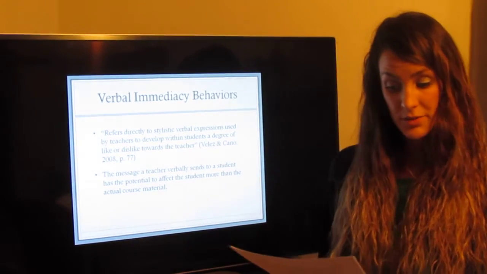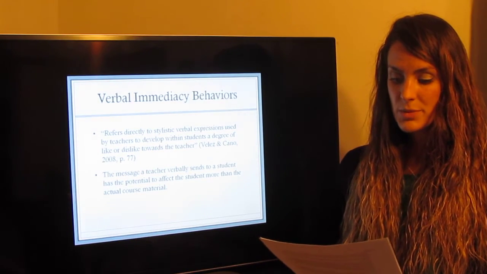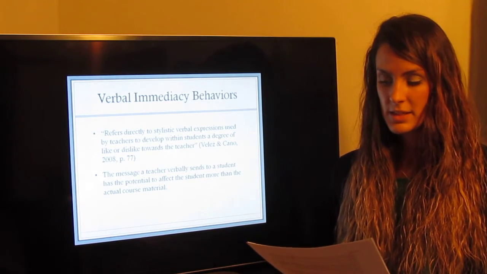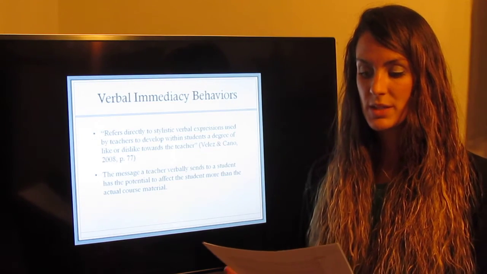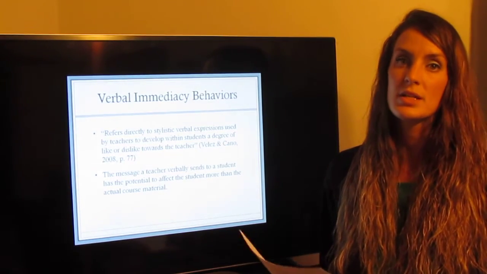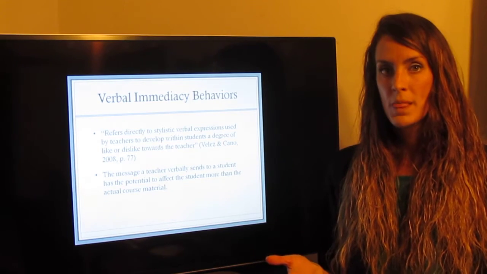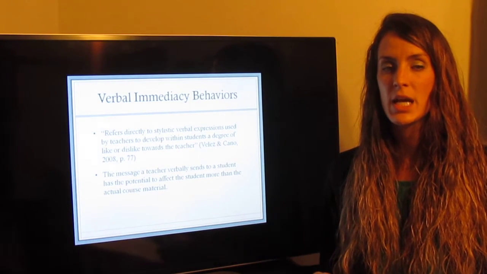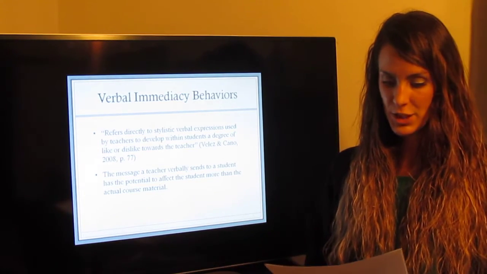And so Jonathan Velez and Jamie Cano again discuss that verbal teacher immediacy refers directly to the stylistic verbal expressions used by teachers to develop within students a degree of like or dislike towards the teacher. So just like nonverbal immediacy behaviors, the whole purpose of using immediacy behaviors is to create likability from the students of the teacher.